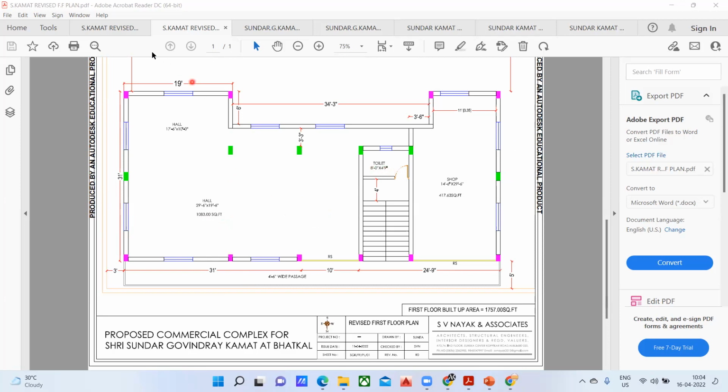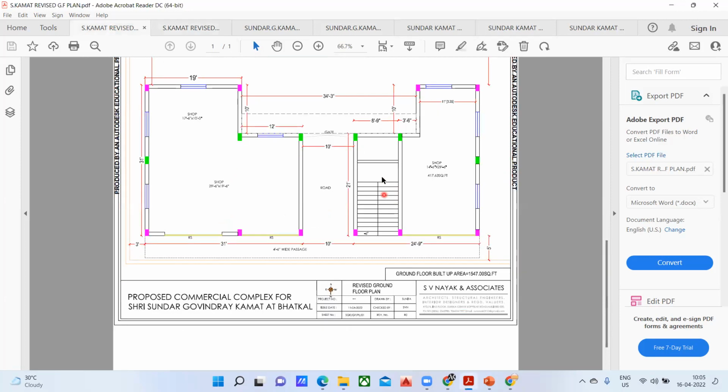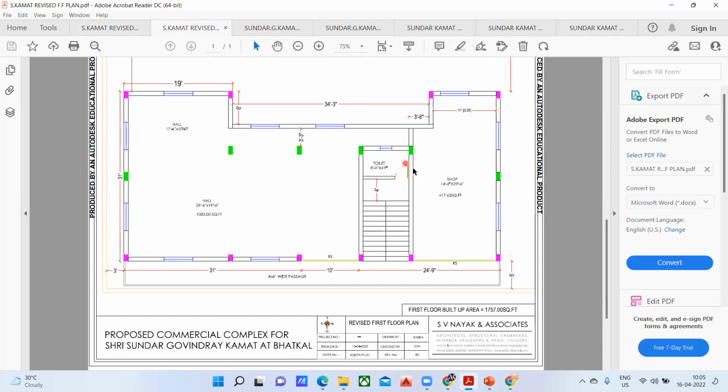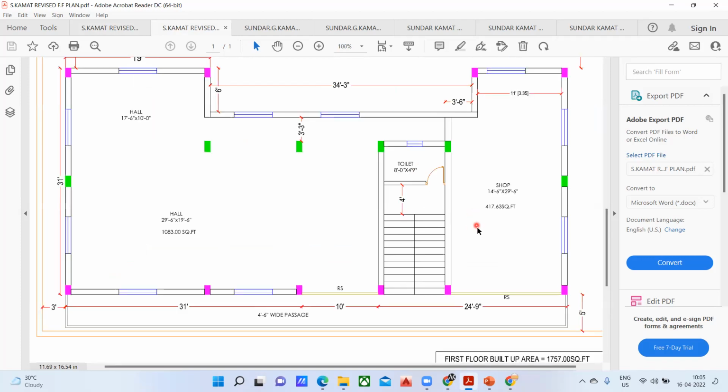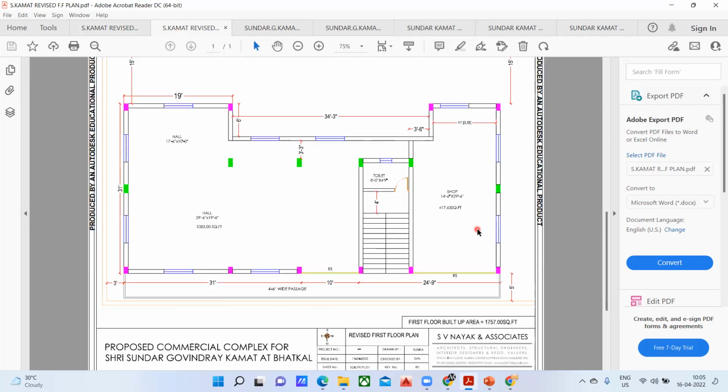We have a toilet here, and even in the ground floor. This portion was made as a toilet in the ground floor. It was not mentioned here, but this is a toilet we're trying to use. And here also we have a toilet. This particular symbol represents a door. From here to here, we have a 4 feet landing distance, so that we can go to the toilet from here. Other than that, the rest of the things are very clear to us.